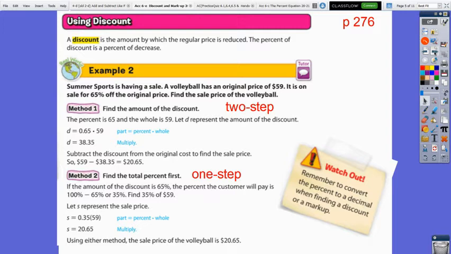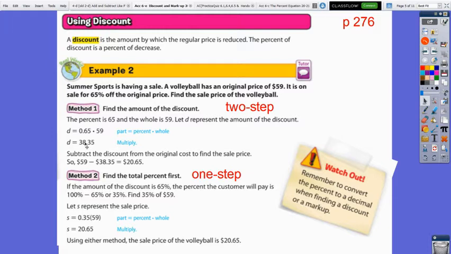Again, there are two different methods to calculate these also. We really haven't talked about the one-step method yet. The two-step method, which is probably what you did on previous problems if you did these, is to find the amount of the discount. If this volleyball is $59 and it's 65% off the original price, find 65% of $59. 0.65 times 59 is $38.35. So that's how much they're going to take off of the price of the volleyball.